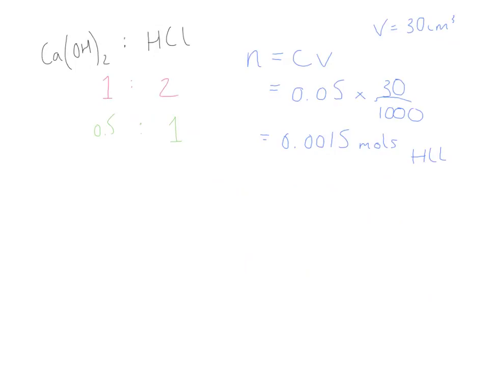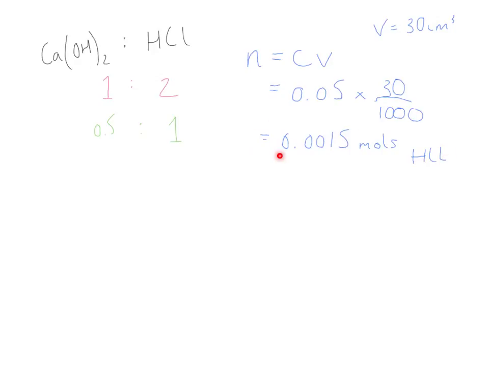So we know here that there was 0.0015 moles of hydrochloric acid in our burette that we titrated down into the solution below. And that neutralized 10 centimeter cubed of calcium hydroxide. So the next question says, how many moles of calcium hydroxide would there be in 10 centimeter cubed? Well, if there were this many moles of HCl, and we know that the number of moles of calcium hydroxide is half the number of moles of HCl.